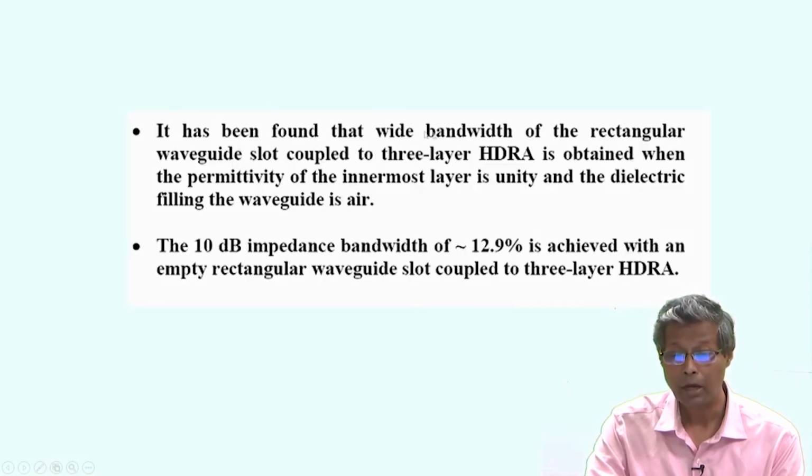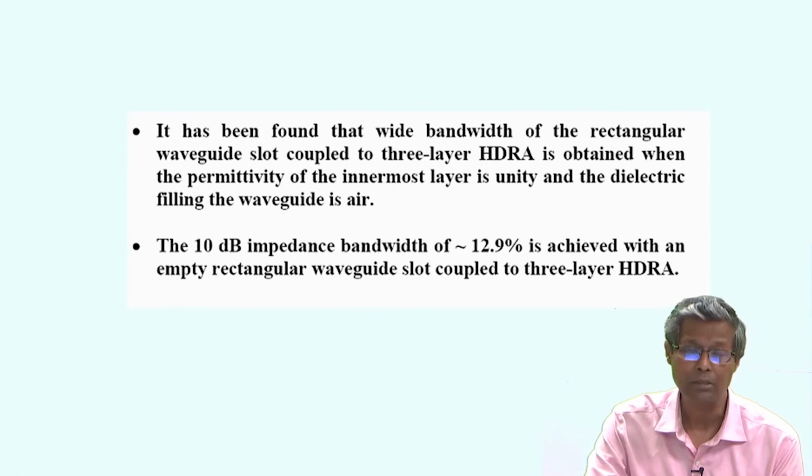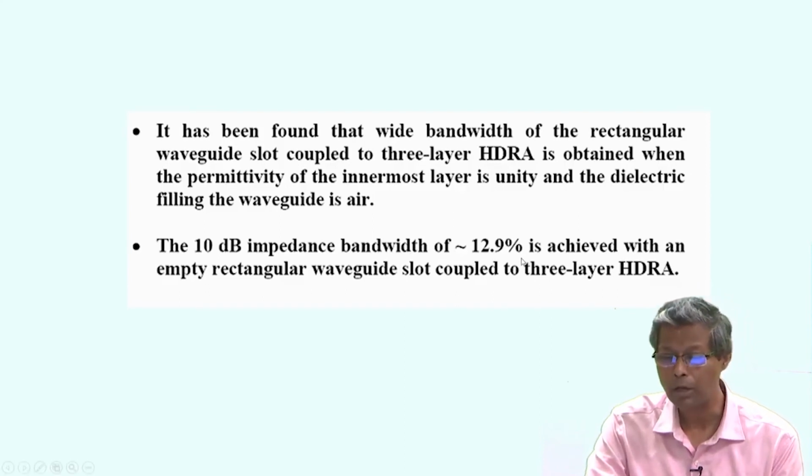So, we see that a wide bandwidth of the rectangular waveguide slot coupled to the 3 layer DRA is obtained when the permittivity of the innermost layer is unity and the dielectric filling the waveguide is air. We already discussed that, and a 10 dB impedance bandwidth of 12.9% is achieved with an empty rectangular waveguide slot coupled to the 3 layer HDRA, where getting an impedance match itself is difficult. It is a modest bandwidth of 12.9%, which is not too bad for a waveguide coupled DRA.